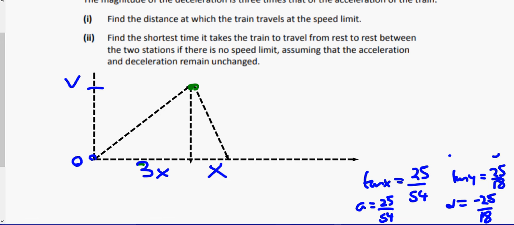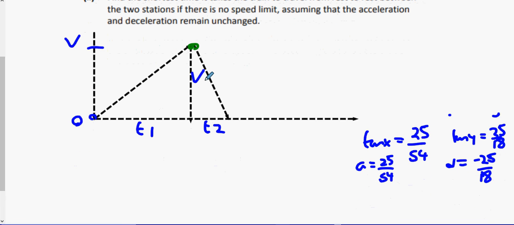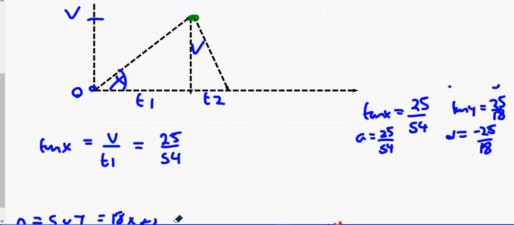We could also try and think of it like this. If this is T1 and this is T2, we all know that T1 is 3 times T2, and we know that that's V. We also know that tan x is V over T1, and that is 25 over 54. In turn, that means we can get V in terms of T1, or T1 in terms of V. So let's get T1 in terms of V. T1 equals 54V over 25.